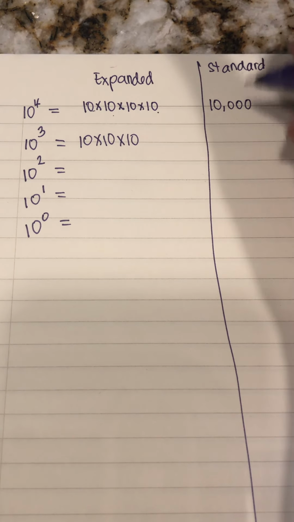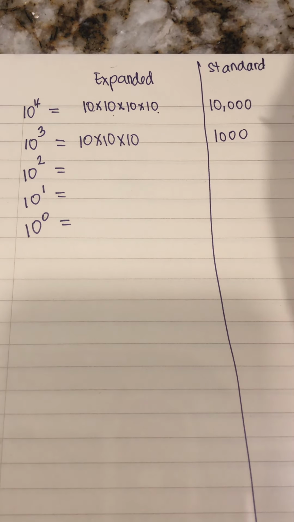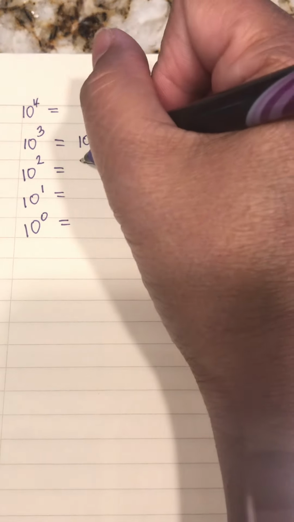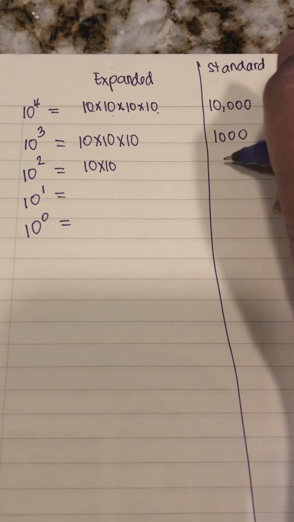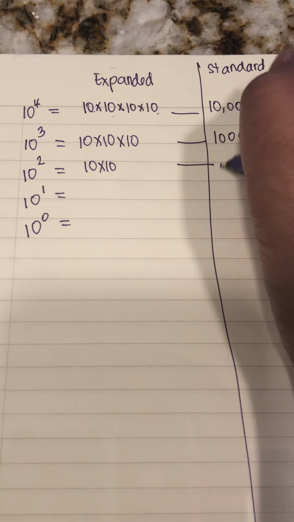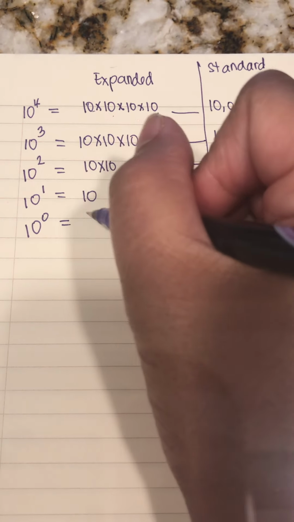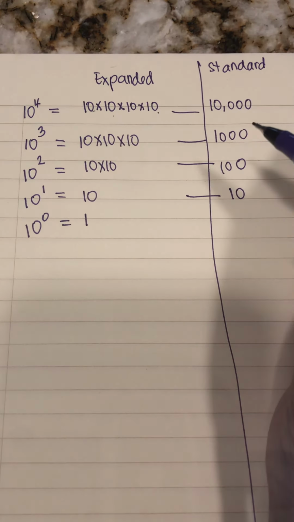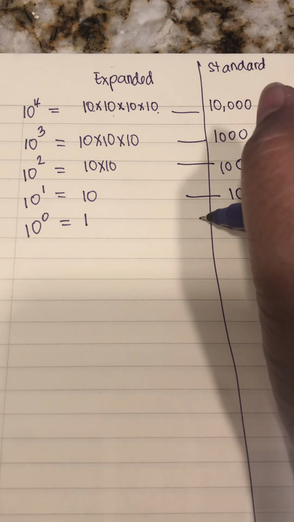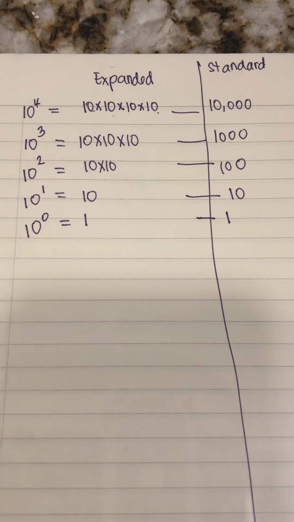Okay. 10 to the power of 3 is 10 times 10 times 10. So that gives me 1,000. And then 10 to the power of 2 would be 2 tens. That gives me 100. And 10 to the power of 1 is just 1 10, which gives me a 10. 10 to the power of 0, this is 1. Remember those no folds that we got? So standard notation, it's still 1.